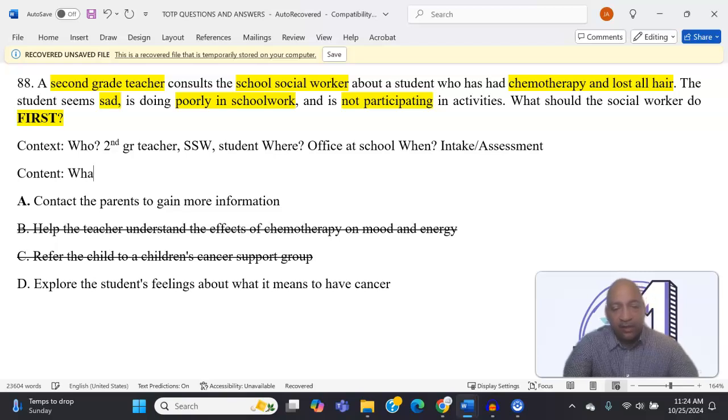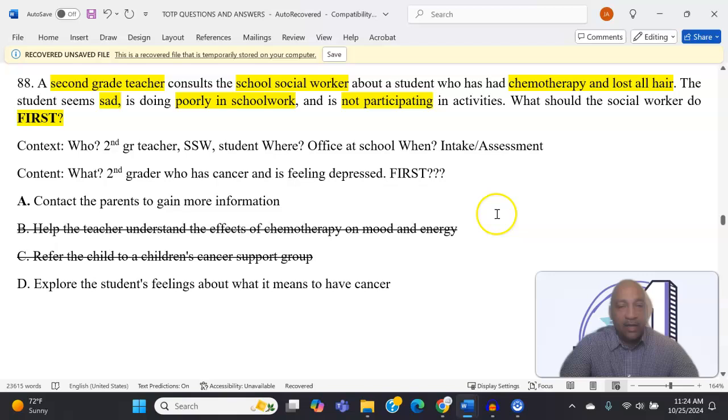So now let's get down here and let's talk about the what. What is going on? Let's summarize what is happening based on the information in the STEM. So we know that this kid is a second grader who has cancer and is feeling depressed. I think that all that is pretty evident. I think that's the most key thing here. And then the question is, what should the social worker do first?